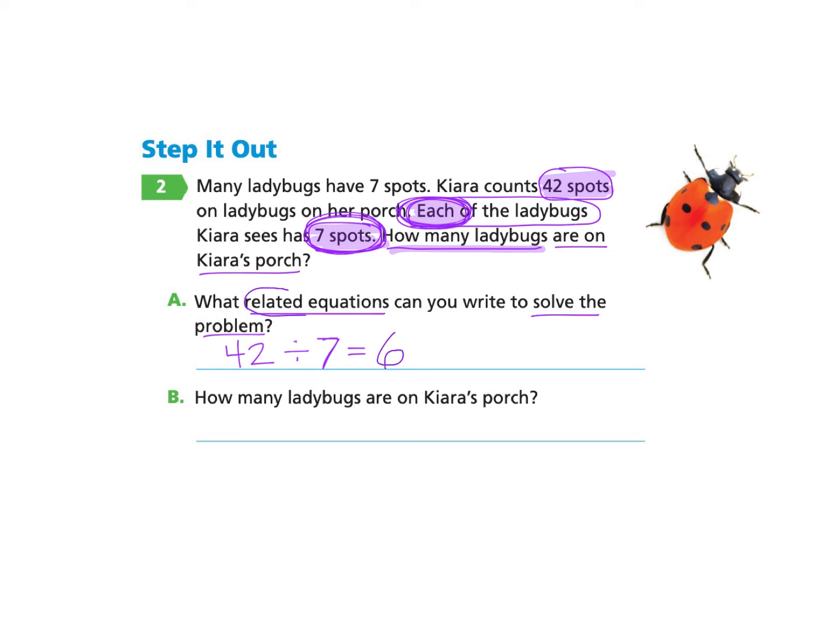So another related equation that we can use, remember, we are learning that the divisor and the quotient in a division problem, we can always multiply those together and we can get the dividend, which would be their product. So 7 times 6 is going to give us this dividend in our division problem, which is 42. So those are related equations. And so we can answer part B, how many ladybugs are on Kira's porch? There are 6 ladybugs. Please remember you can always go back and rewatch this video and pause along the way as needed.